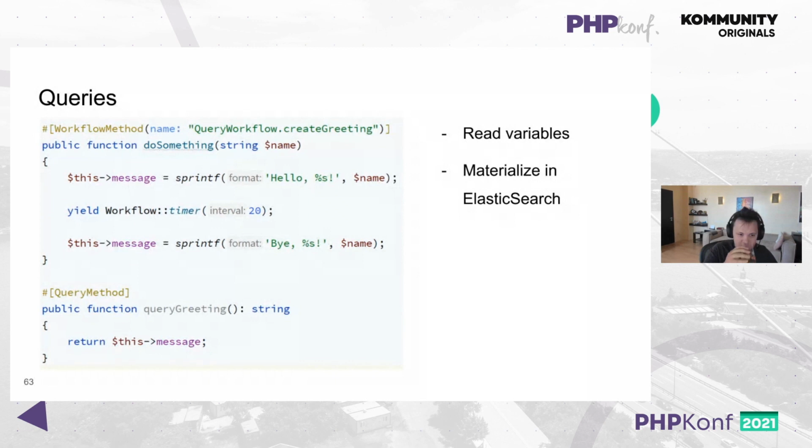Another thing you have is queries. Queries are, again, just methods of your workflow, and they allow you to read any of the variables or properties of this workflow. They do not allow you to modify it, just read. So in this case, we have this query greeting method, which just returns the value of the property message. Inside our workflow, we set it to hello, wait for 20 seconds, and then set it to bye. So inside this workflow execution, for the first 20 seconds, you will read hello, and then you'll read bye. The beautiful part is that you can query workflows after they've been completed and still in history. So this is useful to get values from existing things.